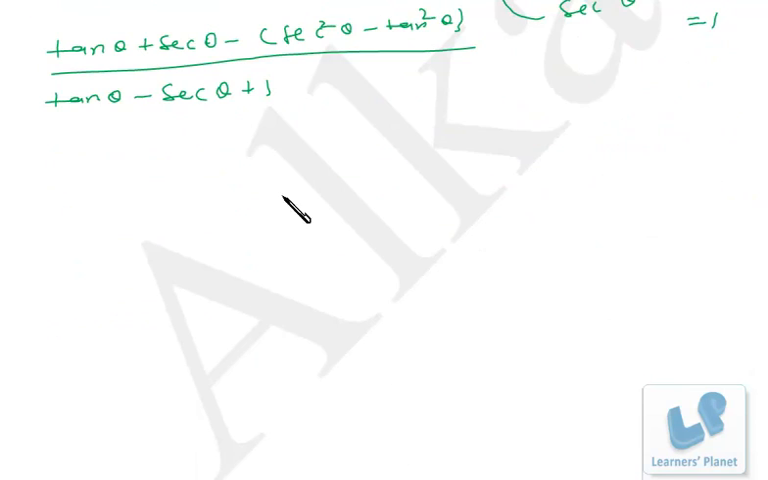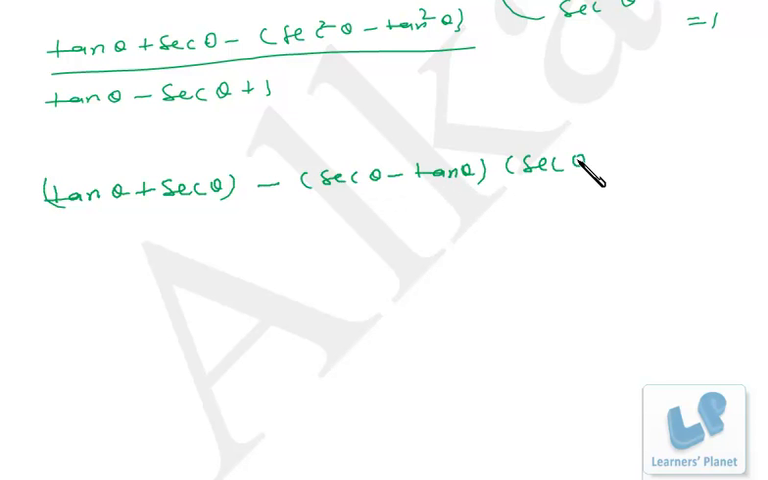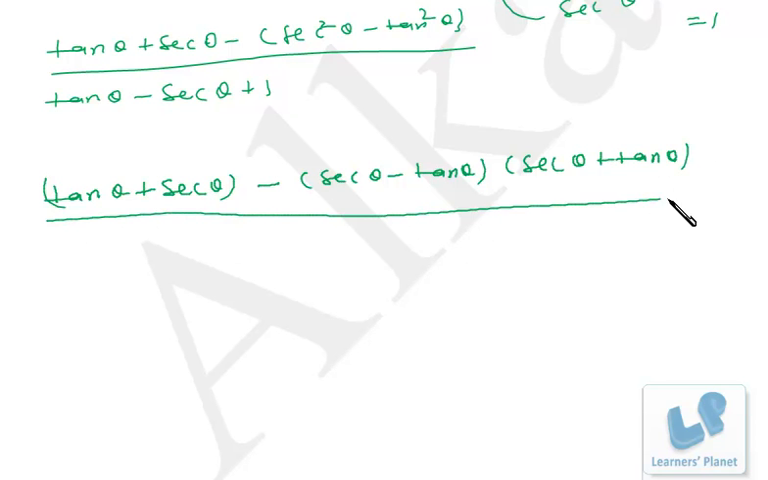Now we got this is a square minus b square format, so that can be factorized as a minus b into a plus b. So it is tan theta plus sec theta minus (sec theta minus tan theta) and (sec theta plus tan theta). And in the denominator we are having the same thing, that is tan theta minus sec theta plus 1. Now tan theta plus sec theta can be taken as common, so I just take it as common, tan theta plus sec theta.